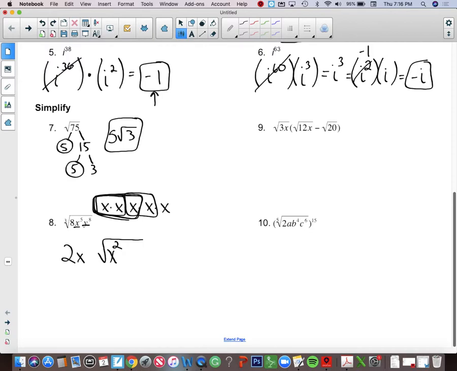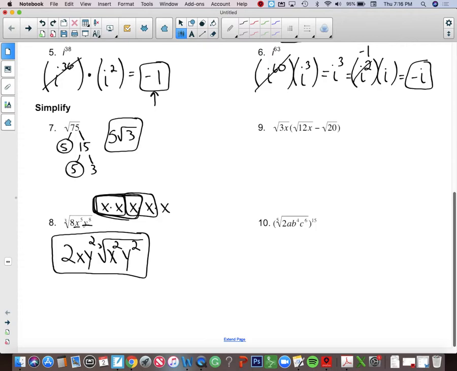So I got y to the 8th next. I can take 2 groups from that. That'll give me a y squared, which would take 6 of those away. So we have a y squared underneath. And I've got to make sure I put my little 3 back in there, that index number. All right, that's what it simplifies down to.